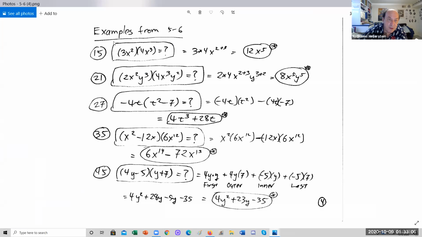All right, now, here we go. 3x squared times 4x cubed. 3 times 4 makes 12. 2 plus 3 makes 5, so 12x to the 5th.